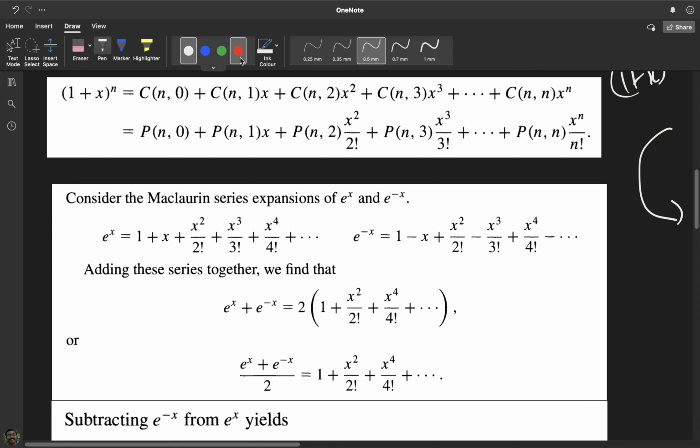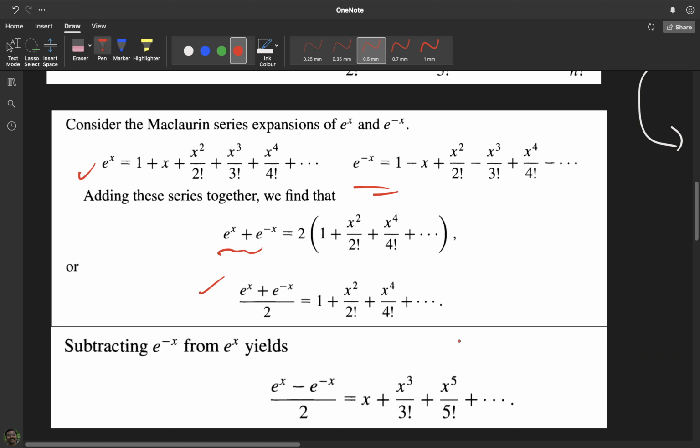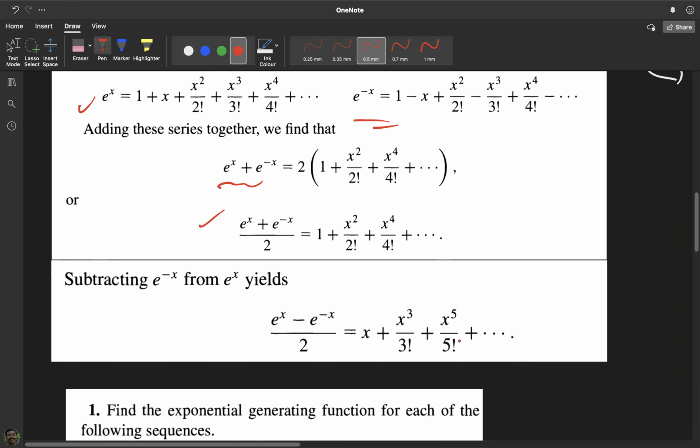One definition is that of e raised to x, which is 1 plus x plus x squared by 2 factorial plus x cubed by 3 factorial plus x raised to 4 by 4 factorial, and so on. And e raised to minus x, you just substitute minus x for x, so we get 1 minus x plus x squared by 2 factorial minus x cubed by 3 factorial. When you add these two, some terms cancel out, so you get only even powers: (e raised to x plus e raised to minus x) by 2 equals 1 plus x squared by 2 factorial plus x raised to 4 by 4 factorial plus and so on. When you subtract these two, all the even terms cancel and you get only the odd terms: (e raised to x minus e raised to minus x) by 2 equals x plus x cubed by 3 factorial plus and so on. These are some definitions which can help you in solving problems.